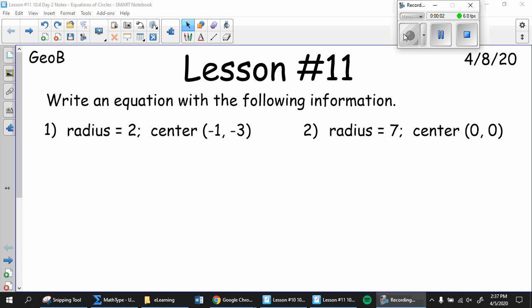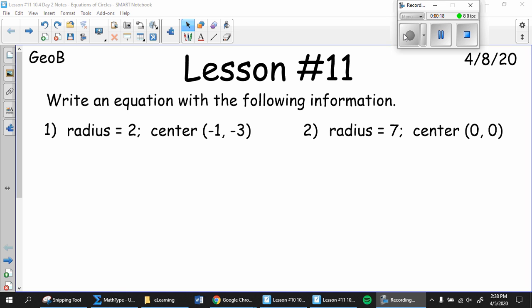Welcome back to Equations of a Circle. Today we're doing lesson number 11, which is just day 2 of Equations of a Circle. We're going to look at today when the radius is not given to us, using the same equation that we talked about before to be able to write the equation.